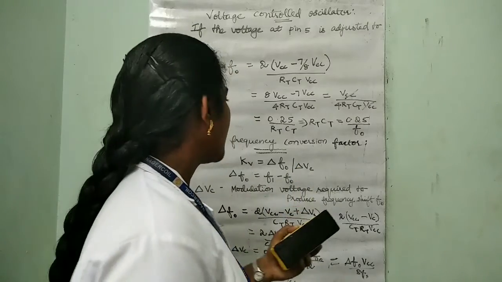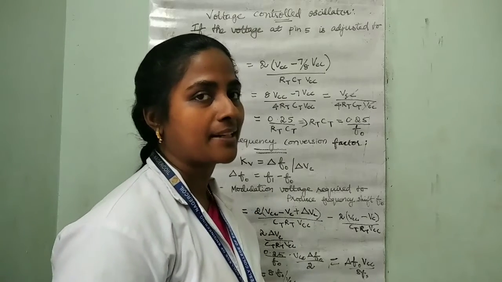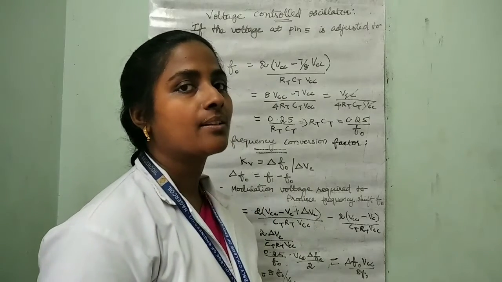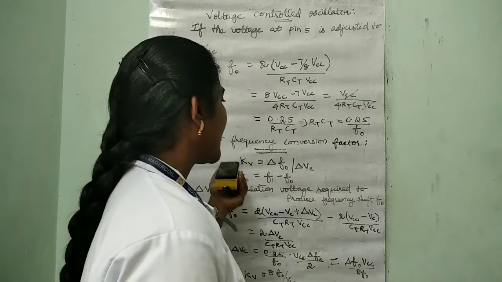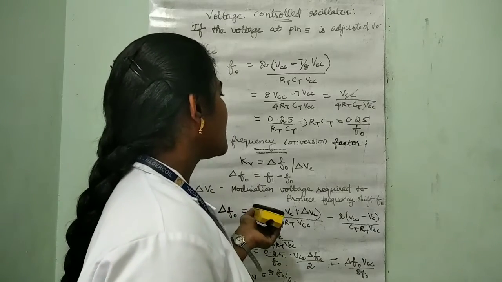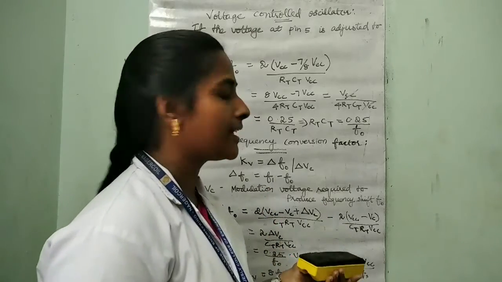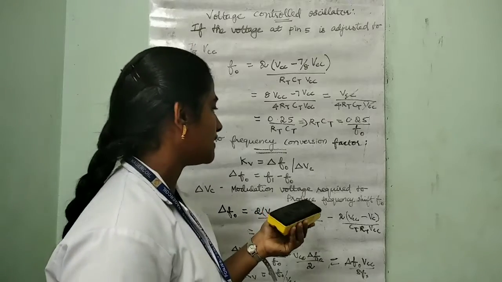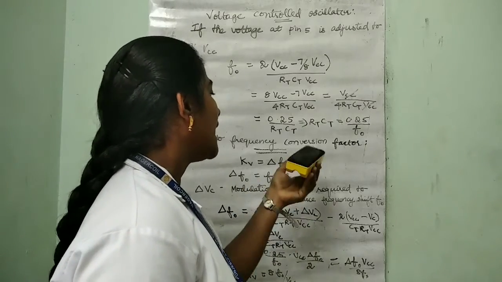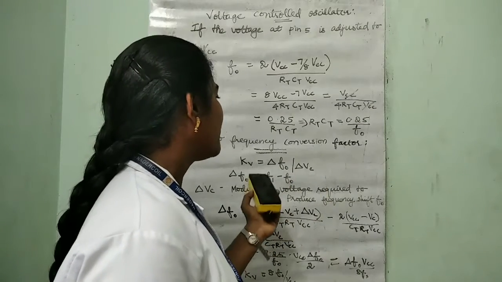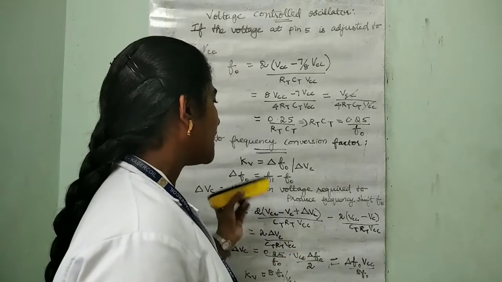Next, an important factor is the voltage to frequency conversion factor, denoted by the notation kV. So kV is equal to del F0 divided by del Vc. We have to find the value of del F0 and del Vc, and only then can we find the value of kV. First we find the value of del F0.